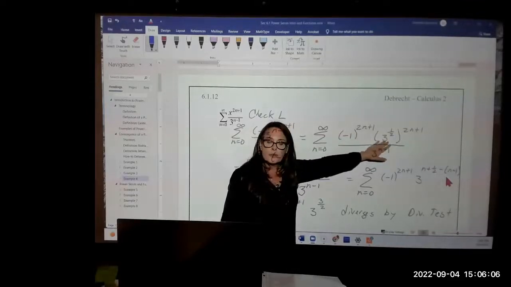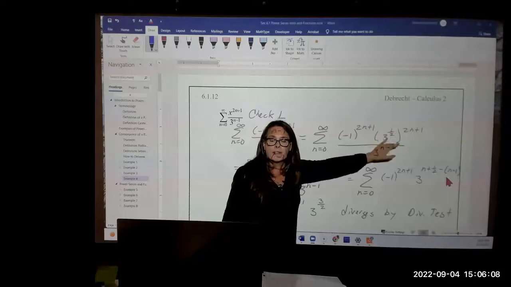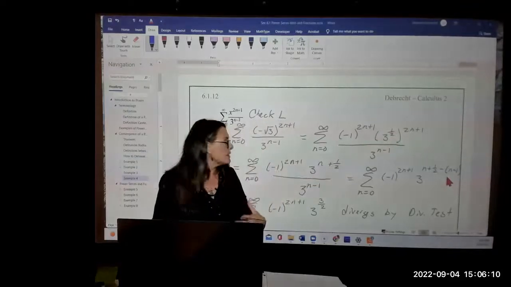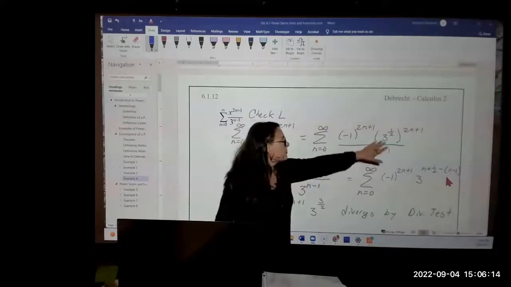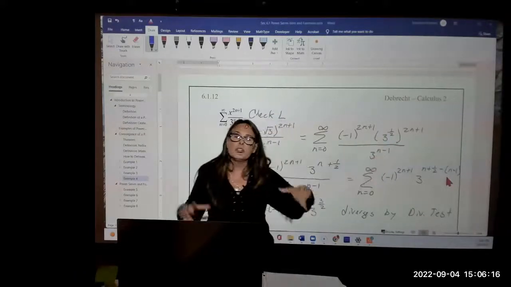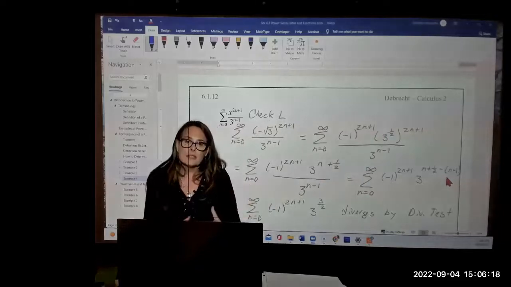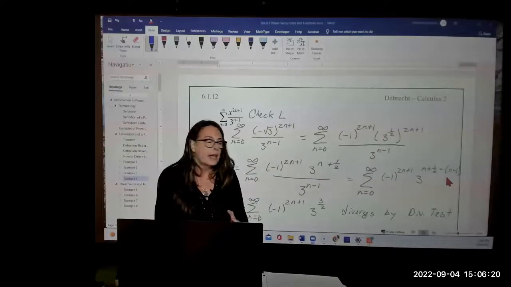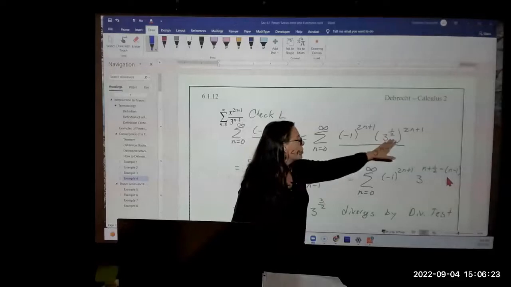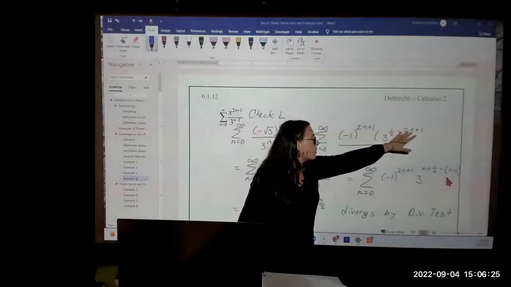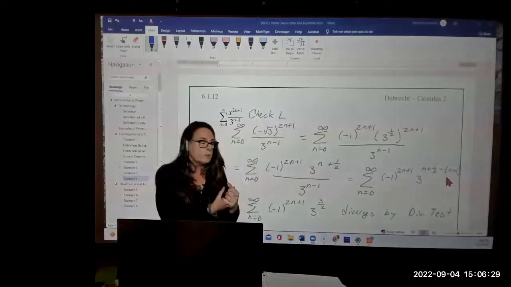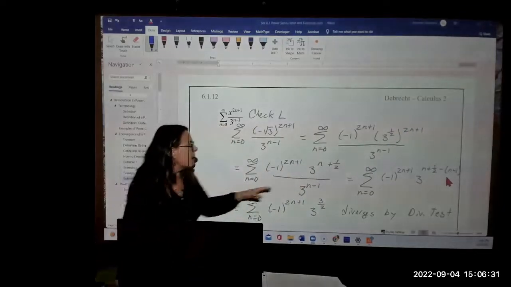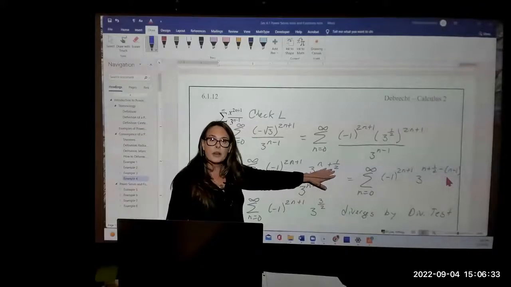Then the square root of 3 can be written as 3 to the 1/2 power. Now, the reason I want to do that is I see 3 to a power in the denominator. So if I can get this factor written as 3 to a power, then the bases will be the same and I'll be able to combine the exponents. So when I have one base to 2 powers, the 1/2 power and the 2n plus 1 power, I multiply the 2 powers together, and that will give me n plus 1/2.